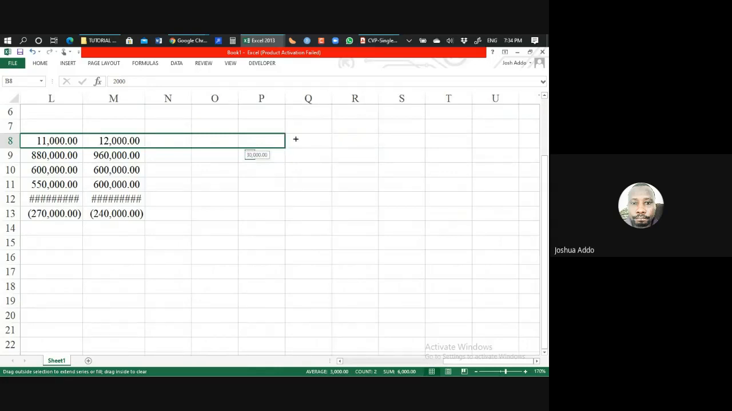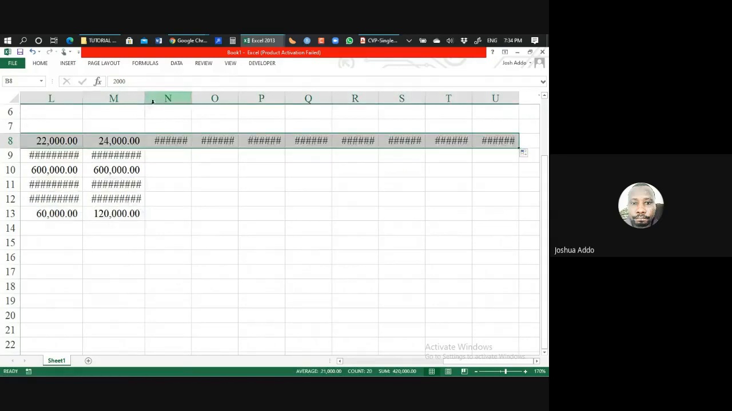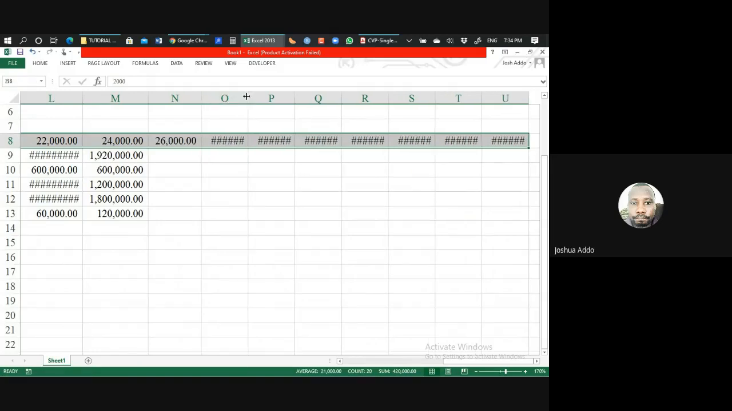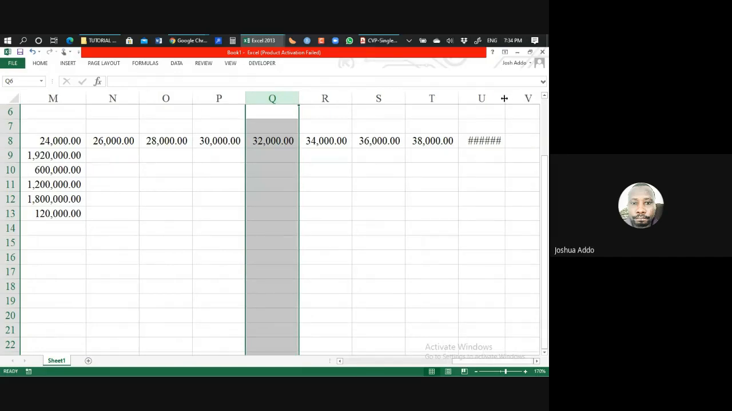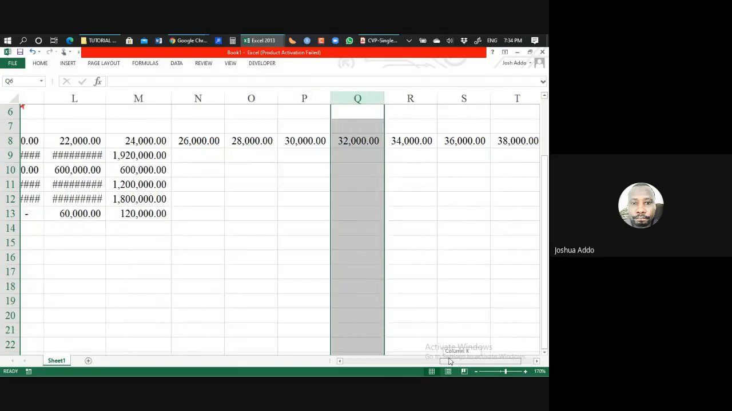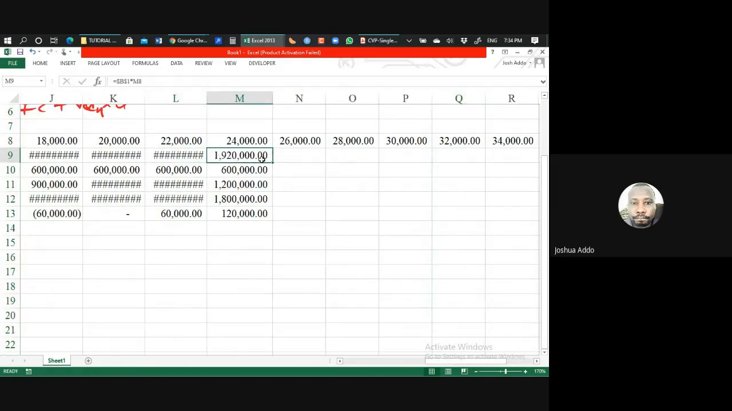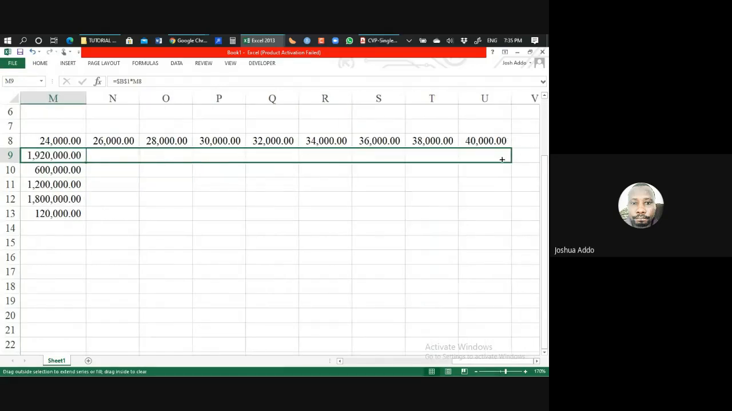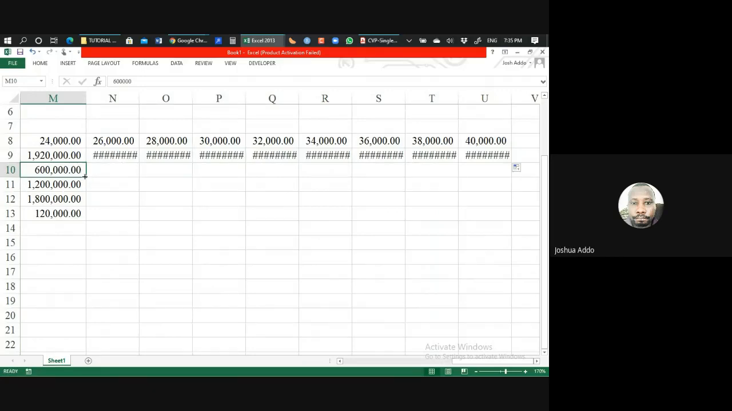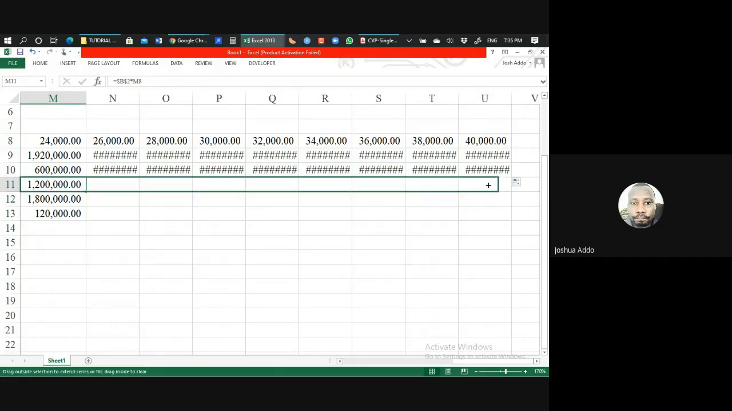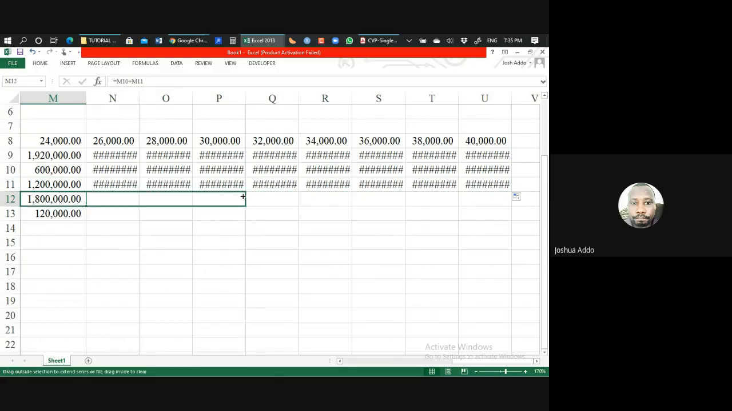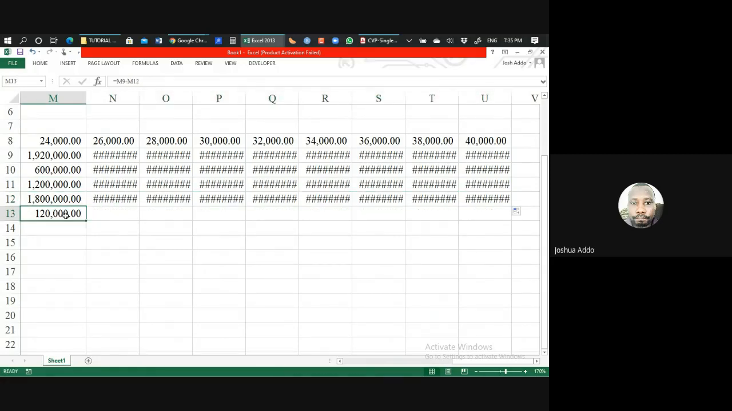Okay, so let me do about 40,000. Okay, this is okay. So we are experimenting with up to 40,000 units. Now we can drag this formula to cover the rest of the entries. This formula as well. This was the fixed cost, and this is the variable cost. And this is our total cost, and this is our profits.